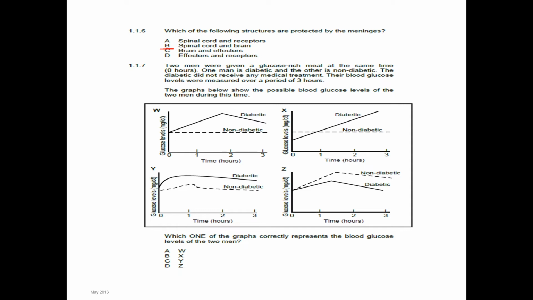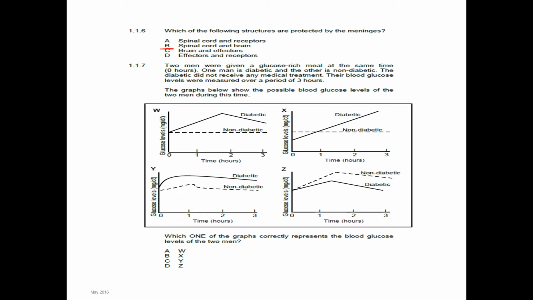1.1.7 is a very nice question. 2 men were given a glucose-rich meal at the same time, which is 0 hours, which is at this time here. One man is diabetic, the other is non-diabetic. The diabetic did not receive any medical treatment. Their blood glucose levels were measured over a period of 3 hours, as you can see here. The graphs below show the possible glucose levels of the 2 men during this time. Which one of the following graphs correctly represents the blood glucose levels of the 2 men?